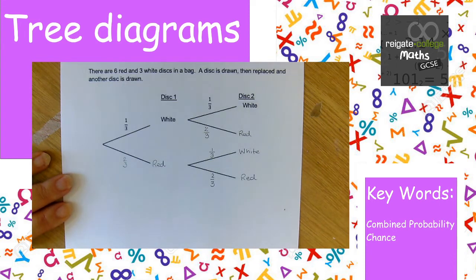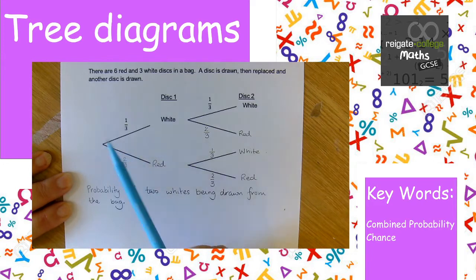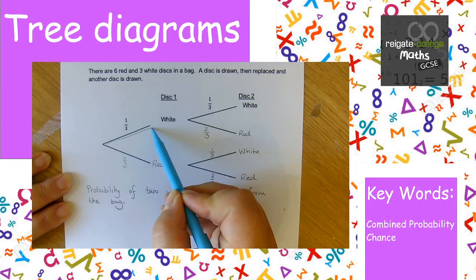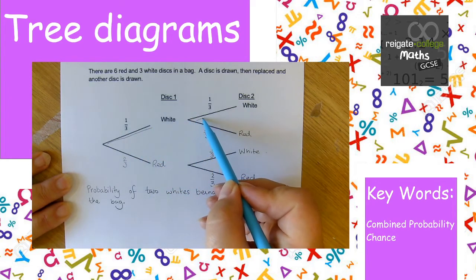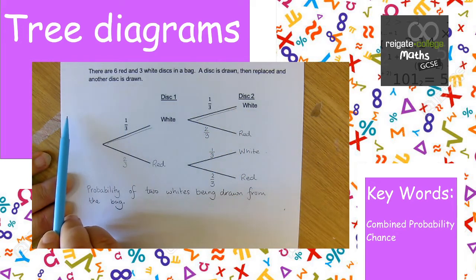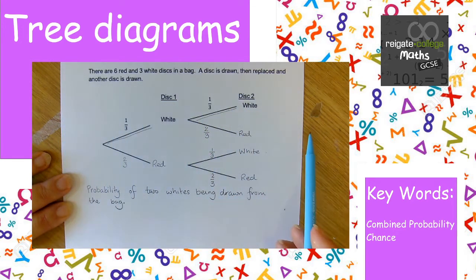Now, to use it for combined probability, the question might say, what is the probability of a white disc being pulled out of the bag both the first time and the second time? To work out this probability, we're travelling through the tree diagram, first along the top branch, a white, and from here along the top branch again, a second white. As we are going through the tree diagram from left to right, we multiply.